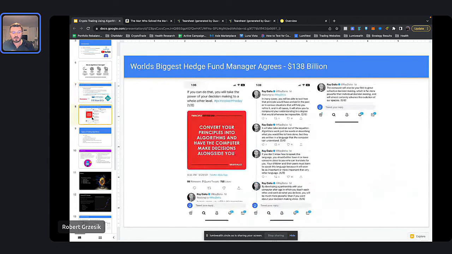So as promised, here's a tweet that Ray Dalio came out with recently. If you guys are not familiar with Ray Dalio, he's the CEO of Bridgewater. Probably, I don't know if it still is, but at some point it was the world's biggest hedge fund. Extremely successful man. Last time I checked, he's worth like $20 billion or something more than that. He released this tweet, and you can actually check his Twitter. This was like a week ago that he posted this. What he says is, convert your principles into algorithms and have computers make decisions alongside you, right?